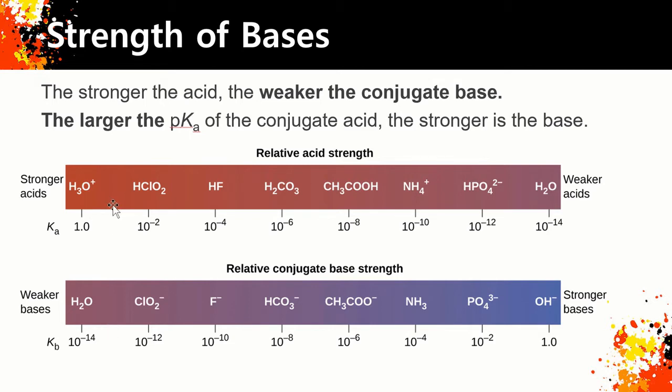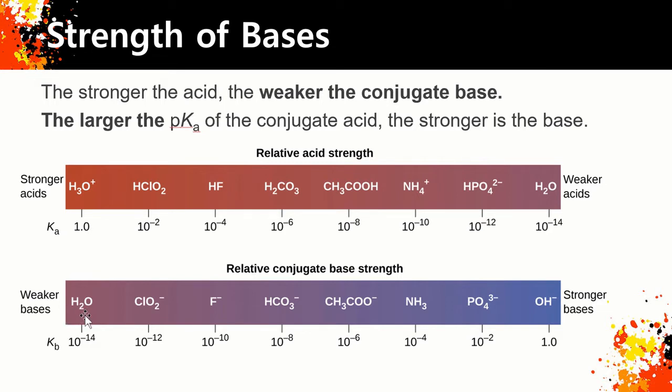So we have these two diagrams here, and one represents acid and the other bases, and we have the Ka values here. And so as we can see here, going all the way from the hydronium ion to water would be a very weak acid with a Ka of 10 to the minus 14, while the hydronium ion will be a very strong acid with a Ka of 1.